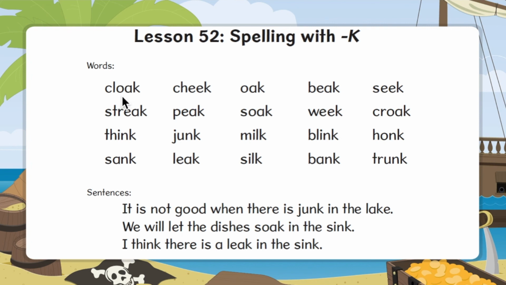Ready, begin. Cloak, streak, think, sank, cheek, peak, junk, leak, oak, soak, milk, silk, beak, weak, blink, bank, seek, croak, honk, trunk. Fantastic job. So then we're going to move on to sentences. It is not good when there is junk in the lake. We will let the dishes soak in the sink. I think there is a leak in the sink.